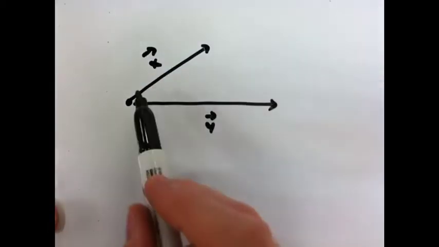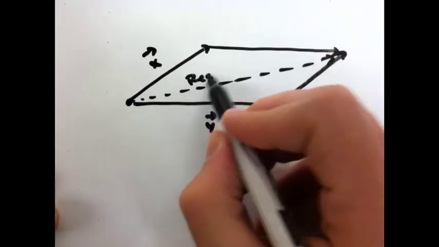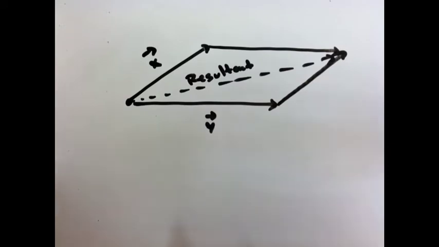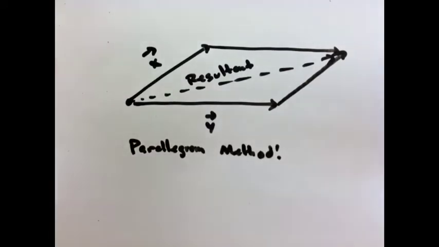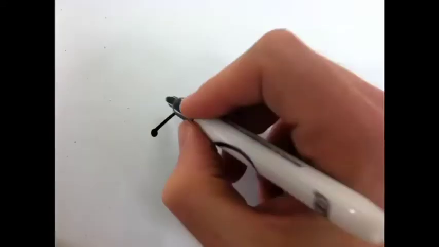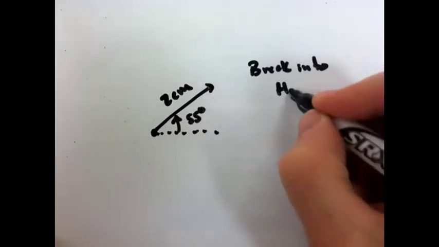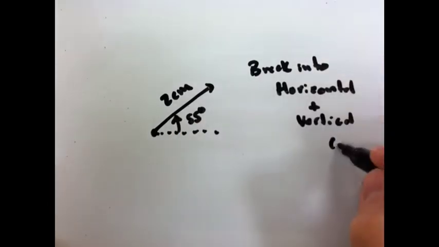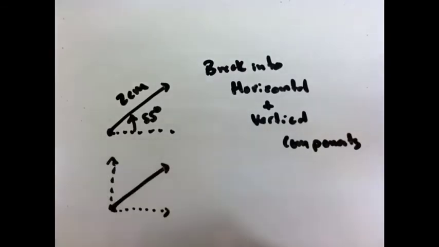So if we snuck a peek at vectors that weren't perpendicular, you use what we call the parallelogram method. So you'd turn them into a parallelogram, and the diagonal of the parallelogram is called the resultant vector. And I'll show you how to solve those as we go. So let's say we had a 2 centimeter vector at a 55 degree angle. That means it's going to the right and it's going up.